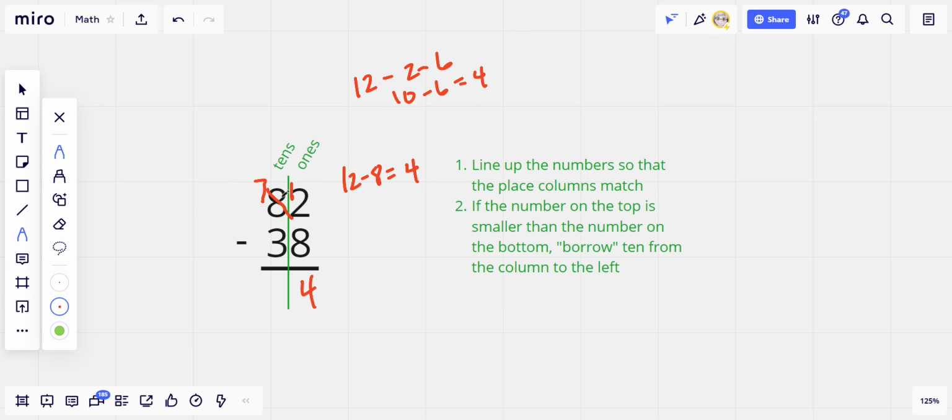And then in the tens column, I don't have an 8 anymore up here. I have a 7. But 7 is bigger than 3, so I can just say 7 minus 3, that's 4. So 82 minus 38 is 44. So that is how to subtract two-digit numbers when you need to regroup.